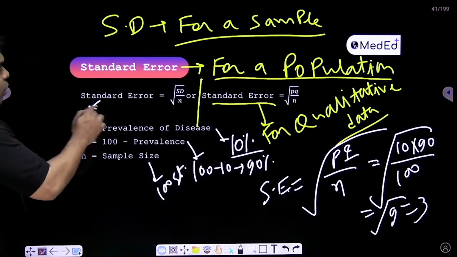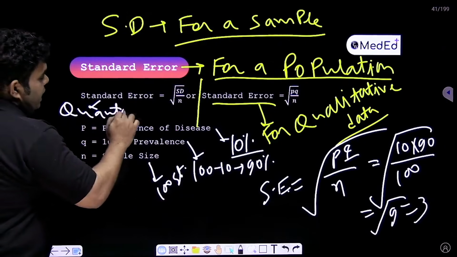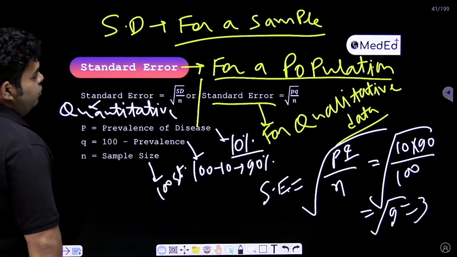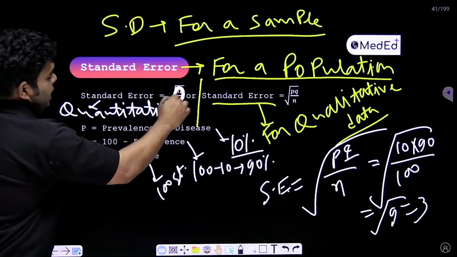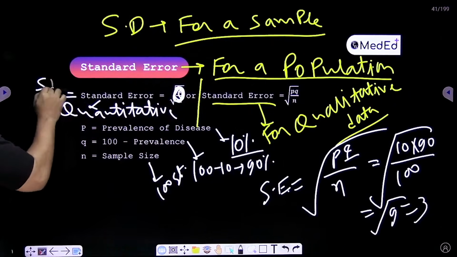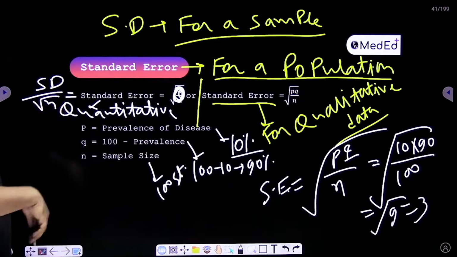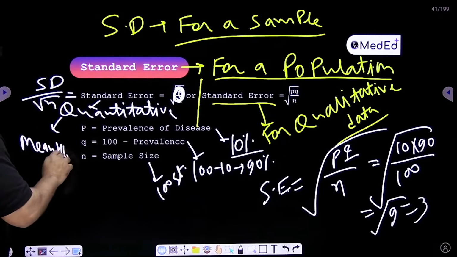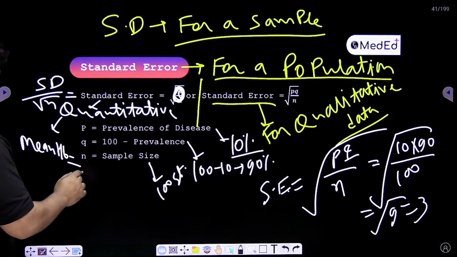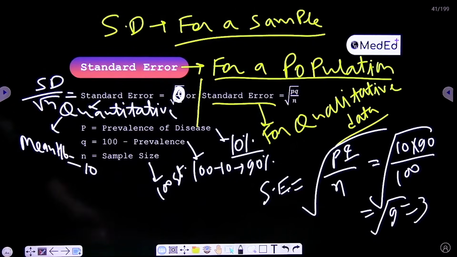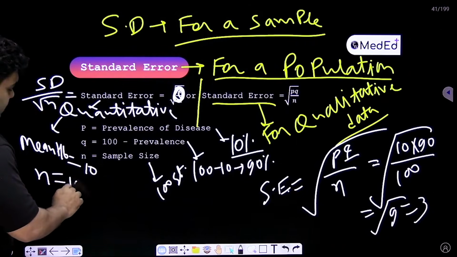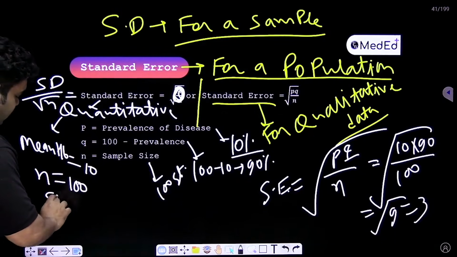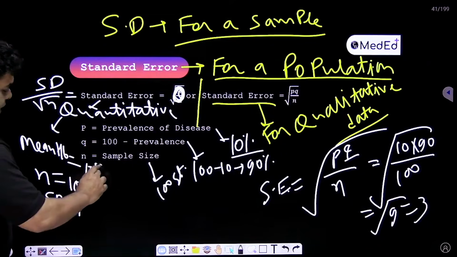But if the data is quantitative, like hemoglobin, BP, then we use another formula of standard error. The formula for standard error is standard deviation by under root n. For example, if in your class the mean hemoglobin is, let's say, 10 and student sample is 100, and standard deviation is 1, what will be the standard error here?